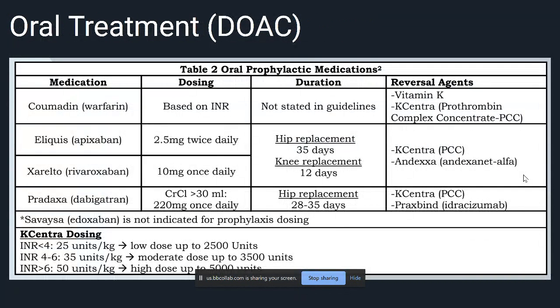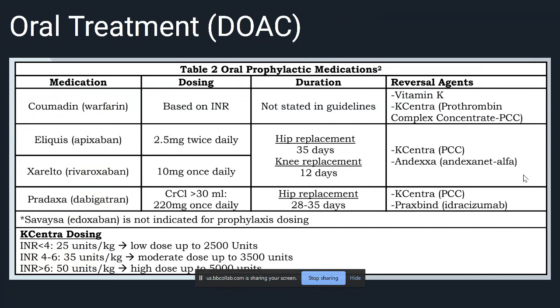Now moving on into the treatments with oral medications or the DOACs, as Ashley mentioned. These include Coumadin, Eliquis, Xarelto, Pradaxa, and Savaysa. Savaysa, however, is not indicated for prophylaxis dosing, therefore it will not be listed on this table.